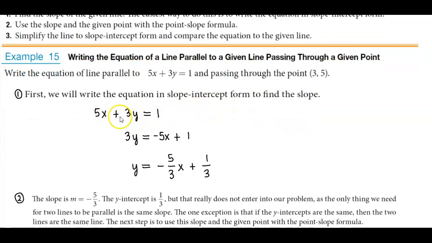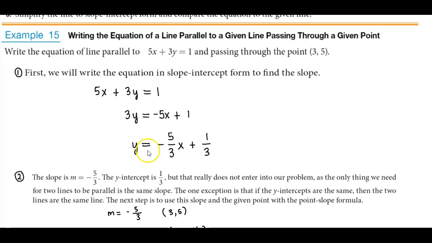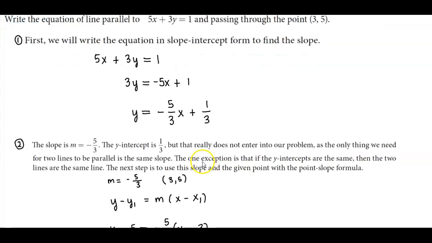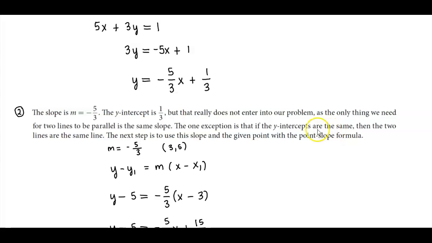So we need to isolate y. We're going to subtract 5x from both sides and then divide both sides by 3. We get y equals negative 5/3 x plus 1/3. So we figured out that the slope is negative 5/3 and the y-intercept of this line is 1/3. Now the y-intercept doesn't really enter into our problem, as the only thing we need for two lines to be parallel is to have the same slope. The one exception is that if the y-intercepts are the same, then the two lines are the same line.